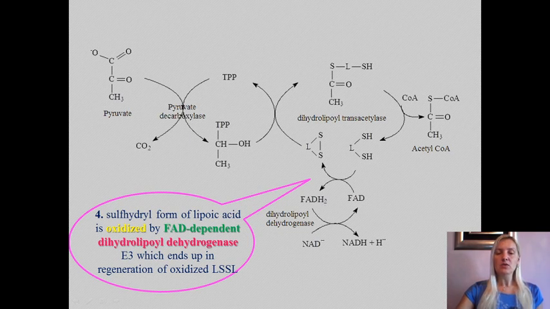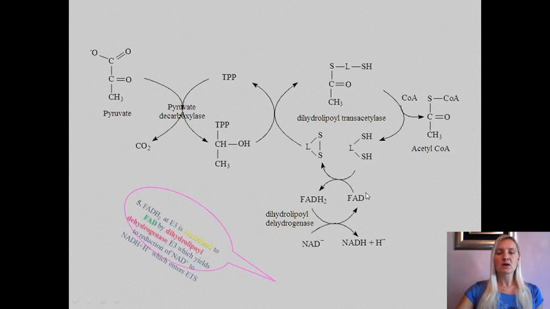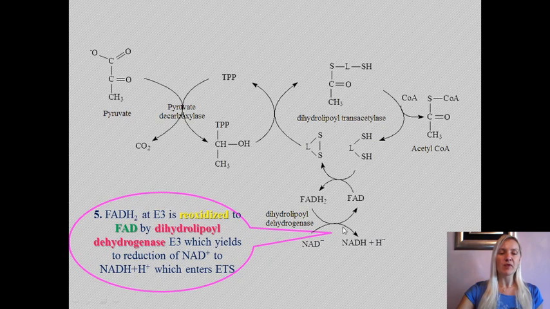And we can do the similar thing again. We have to regenerate the FAD coenzyme, which occurs in reaction step number 5. So FADH2 is reoxidized to FAD again by dihydrolipoyl dehydrogenase, which yields the formation of reduced NADH coenzyme, which quickly enters the electron transport system, which yields the formation of ATP, if you remember.